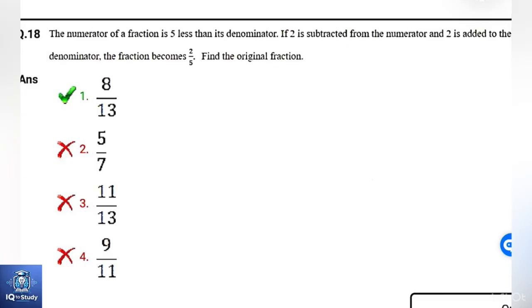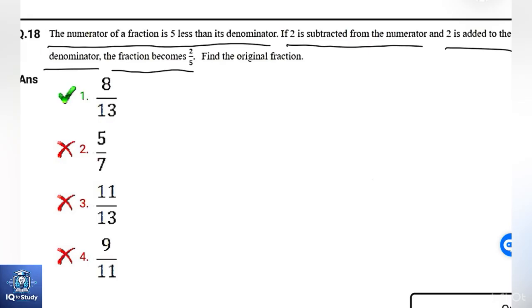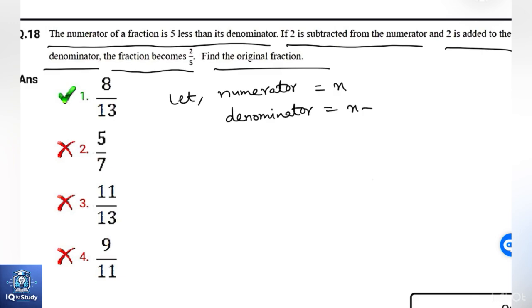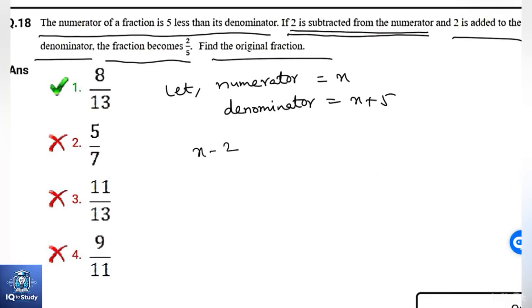The numerator of fraction is 5 less than its denominator. If 2 is subtracted from numerator and 2 is added to the denominator, then the fraction becomes 2 by 5. Find the original fraction. Let us take numerator is x. Then denominator becomes x plus 5. According to the question, if 2 is subtracted from the numerator and 2 is added to the denominator, then the fraction becomes 2 by 5.